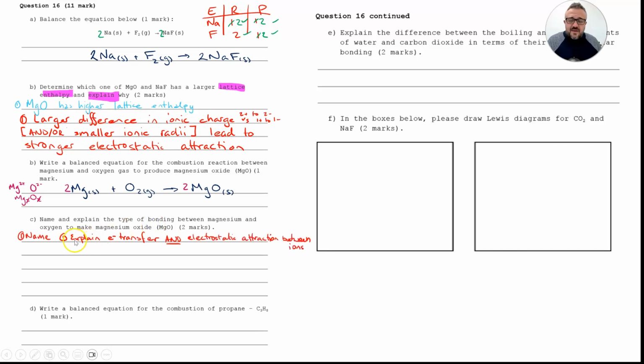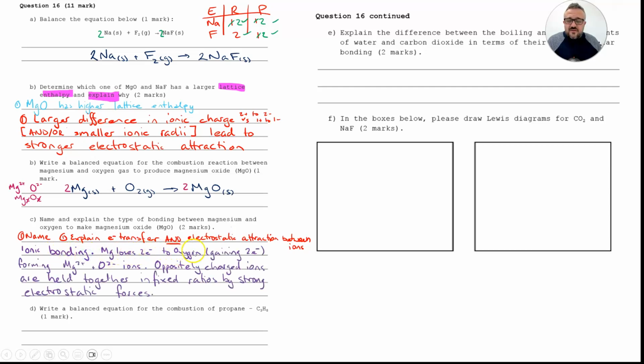All right, so name and explain. So one for naming, one for explaining. Naming it, explaining the electron transfer and electrostatic attraction between ions. Okay, so we have ionic bonding. Magnesium loses 2 electrons, oxygen gains the 2 electrons, forming Mg2+ and O2- ions. Oppositely charged ions are held together in fixed ratios by strong electrostatic forces. What is happening? Naming what is happening and explaining the impact of what is happening.